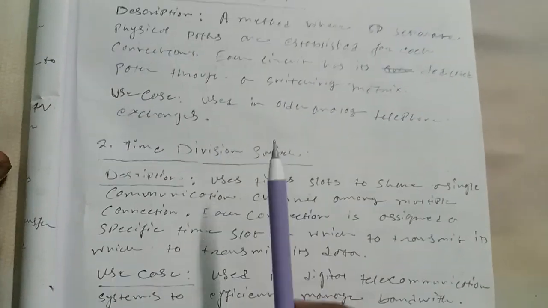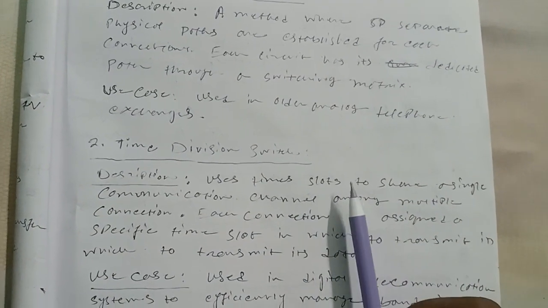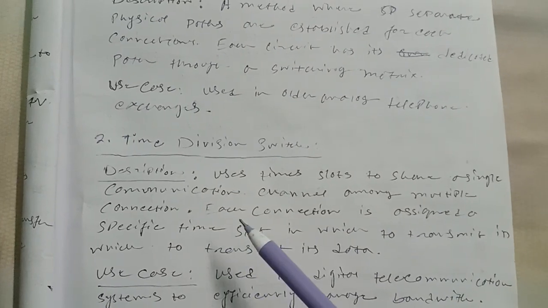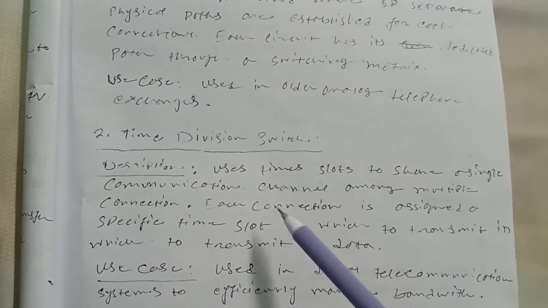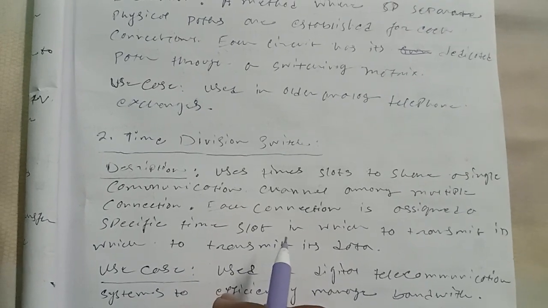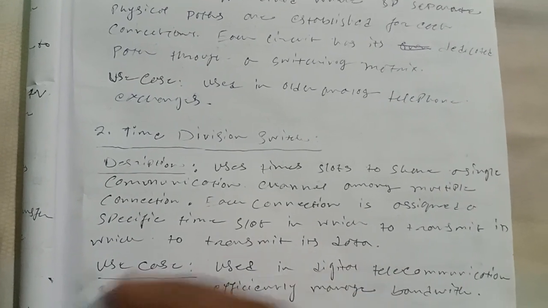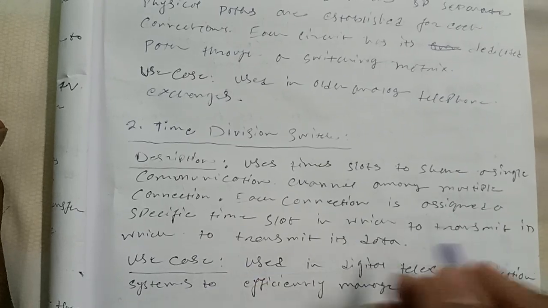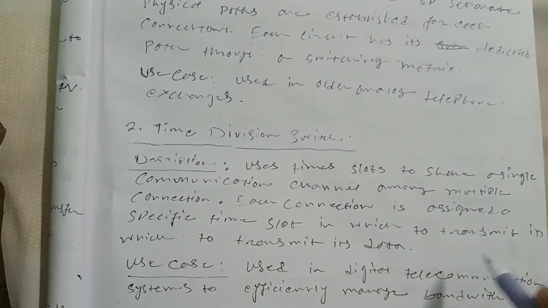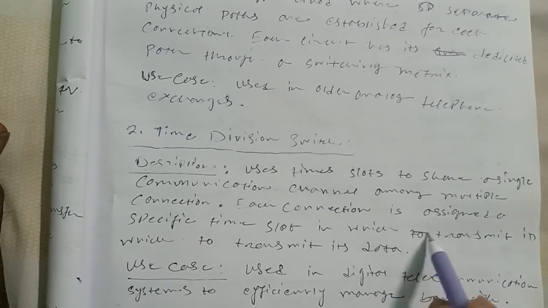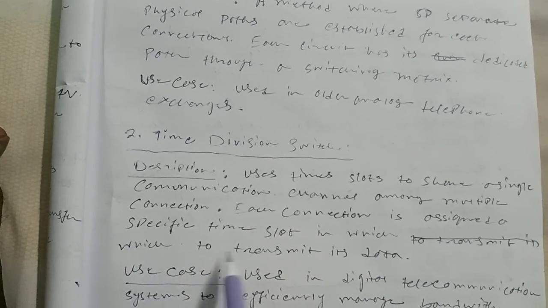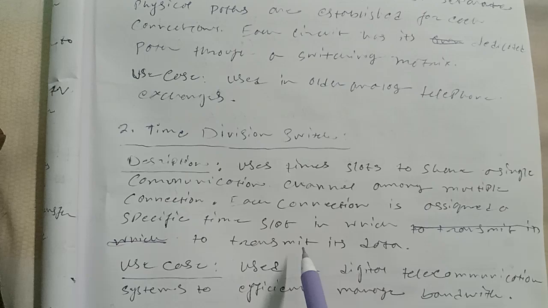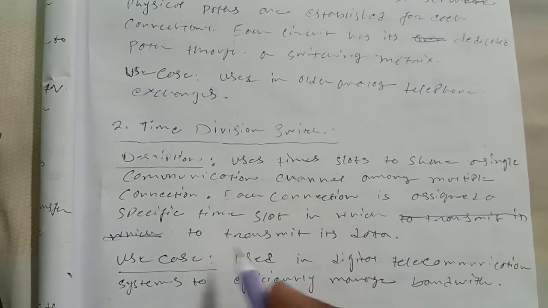So basically, what is a time division switch? A time division switch uses time slots to share a single communication channel among multiple connections. Each connection is assigned a specific time slot in which to transmit its data. Yes, basically it's repeated one more time.